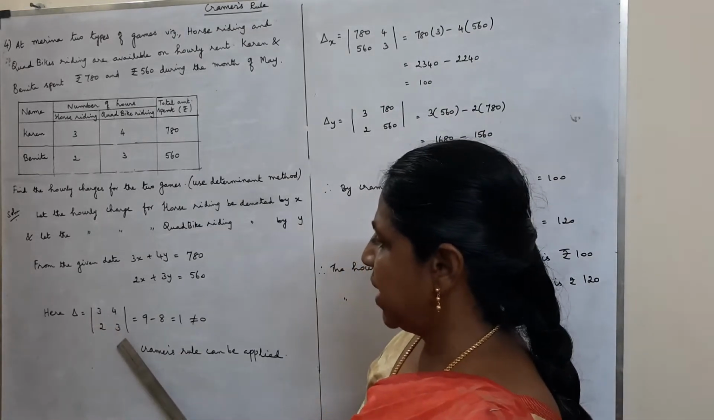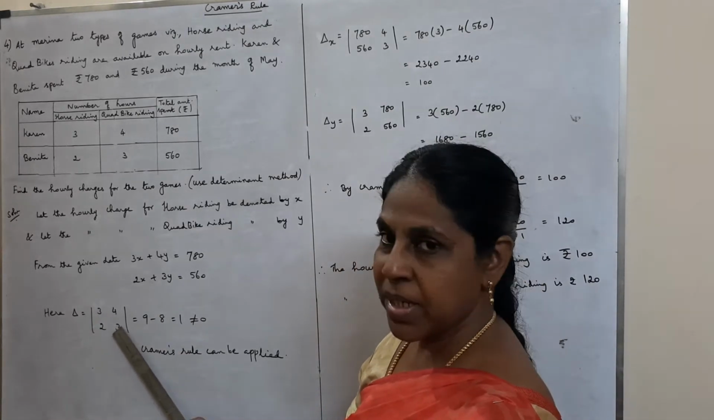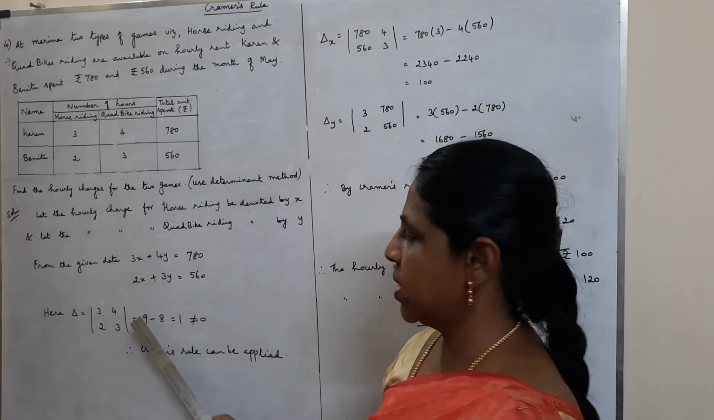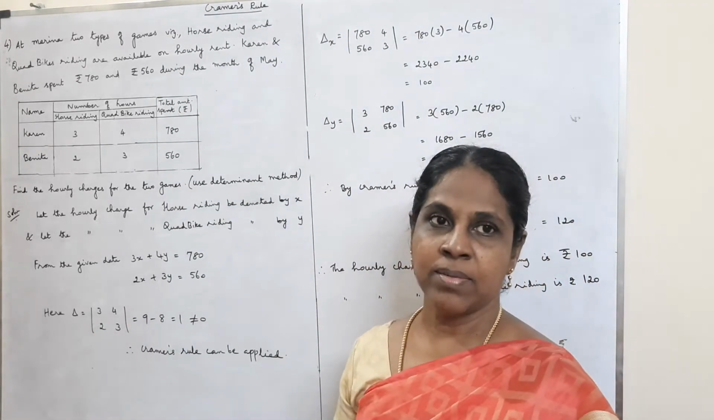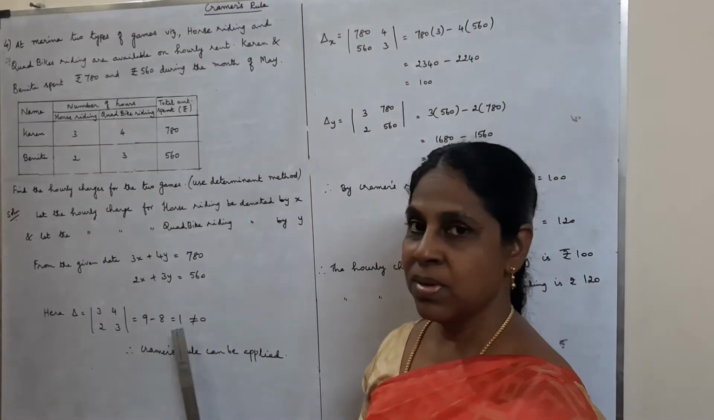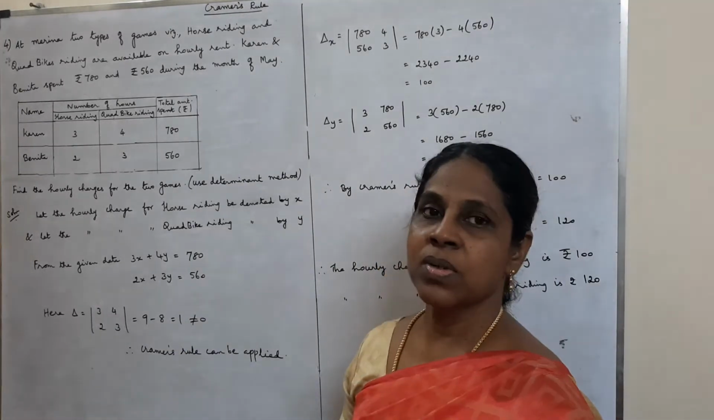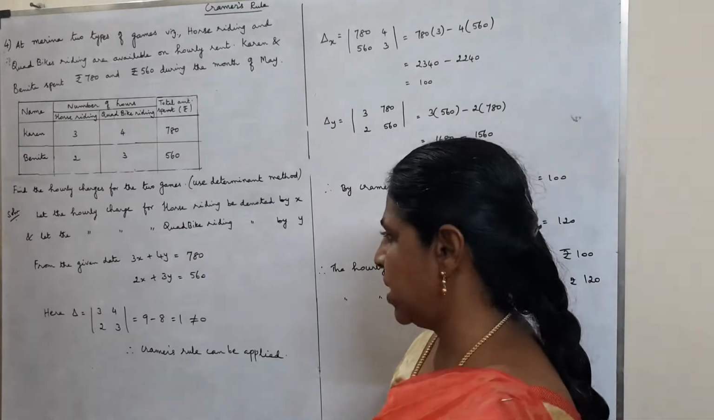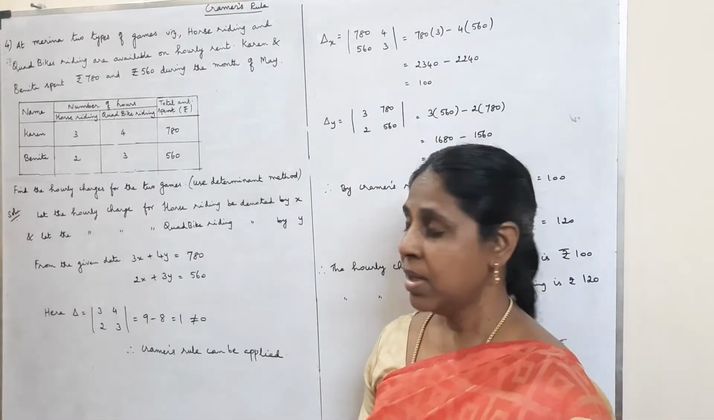So now you can expand delta. 3 3s are 9, the product of the main diagonal, minus 2 into 4 is 8. So 9 minus 8 is 1. And only when delta is not equal to 0, we can proceed. So 1 is not equal to 0. So Cramer's rule can be applied. Delta is not equal to 0 and Cramer's rule can be applied.